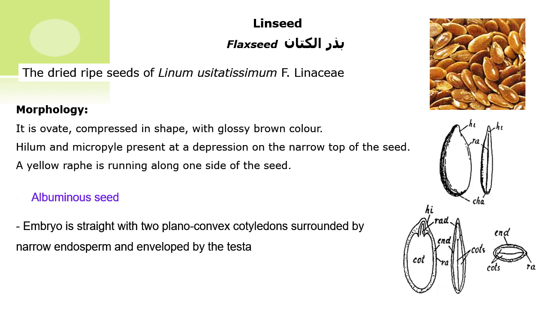Seed is albuminous. There is endosperm. Most of the seed is occupied by the cotyledon and the radicle situated in the small end or the narrow end of the seed. The depression of the narrow end is where the hilum and micropyle are situated.